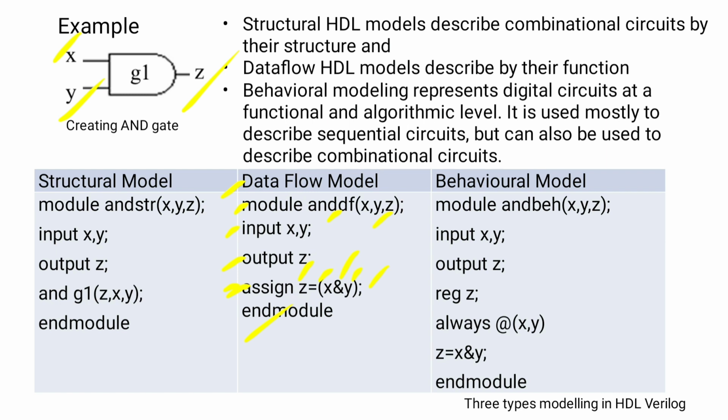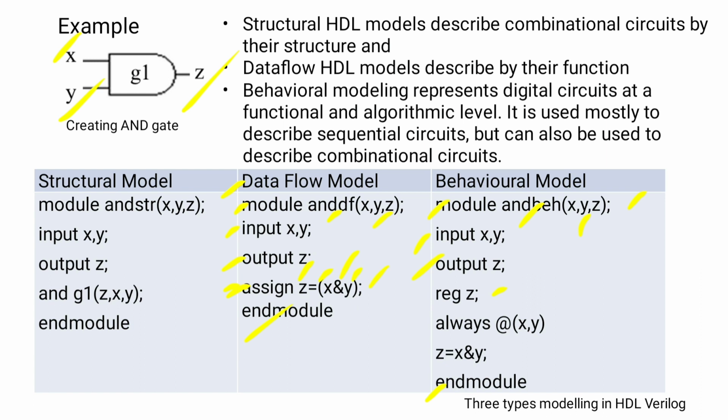Next, in the behavioral model, again module, end module, and BH is the name, with the set of inputs and outputs in brackets, then semicolon. The declaration of which are inputs and outputs is done here. Here, for output we should always take a register. REG is the reserved word. Z is the output here, so it has to be declared as a register.